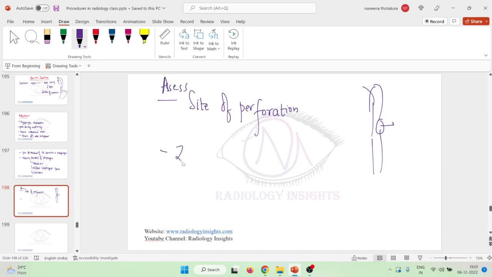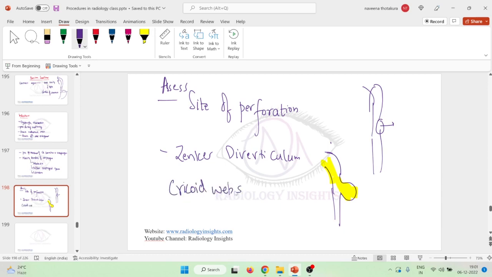Then, in case of Zenker's diverticulum, obviously the diverticulum fills with the contrast, and as a result you can clearly delineate and see the diverticulum. And also, in case of any cricoid webs, we can do this barium swallow.